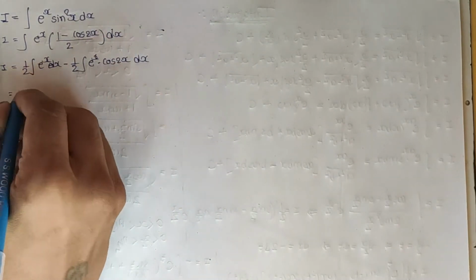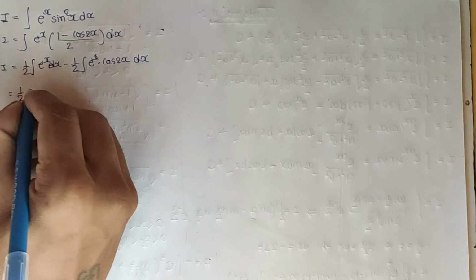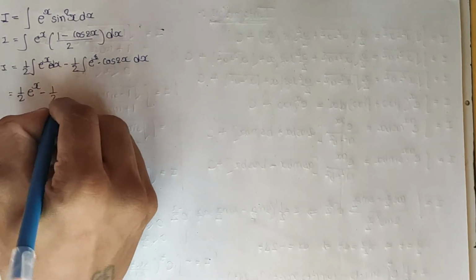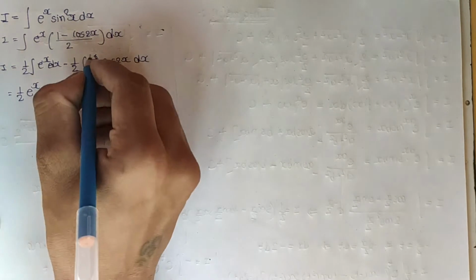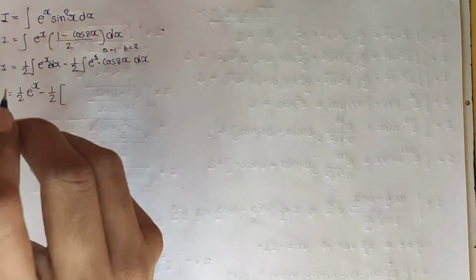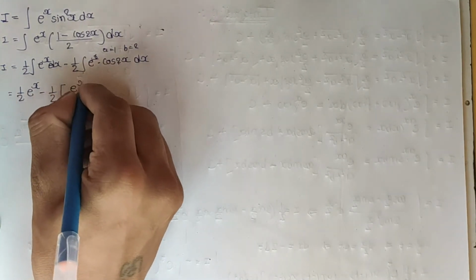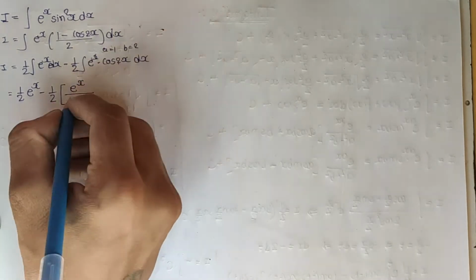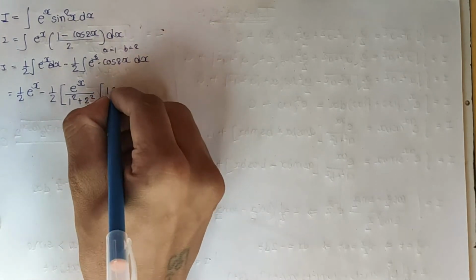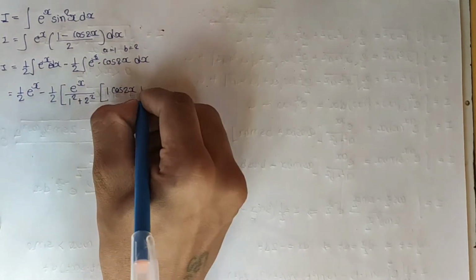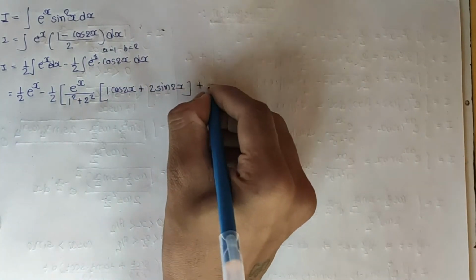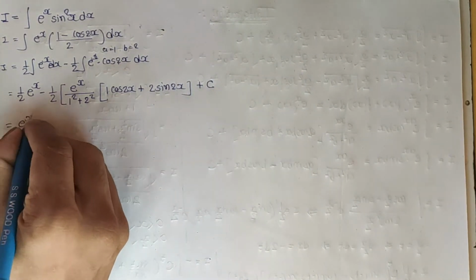Next is I equals the integration of e raised to x sin square x dx. I can write sin square x equals 1 minus cos 2x divided by 2. Now I equals 1 by 2 integration of e raised to x dx minus 1 by 2 integration of e raised to x cos 2x dx.